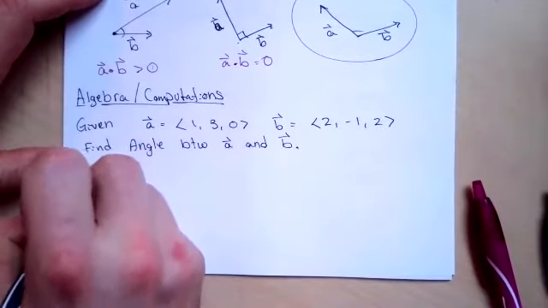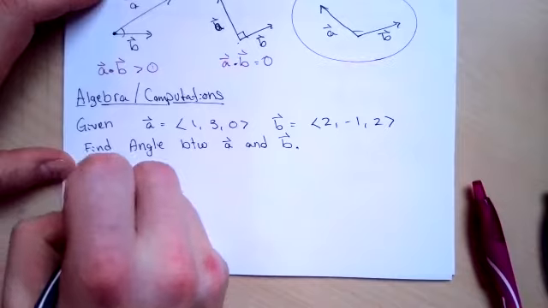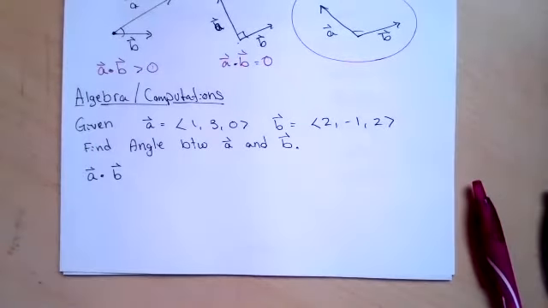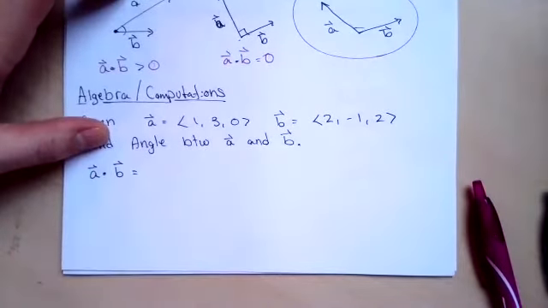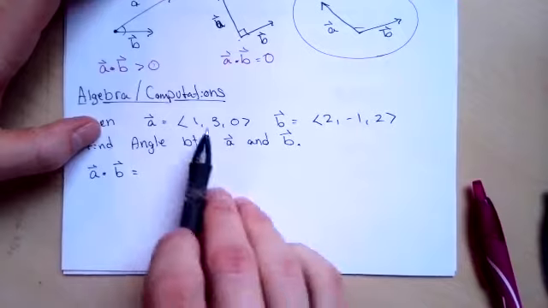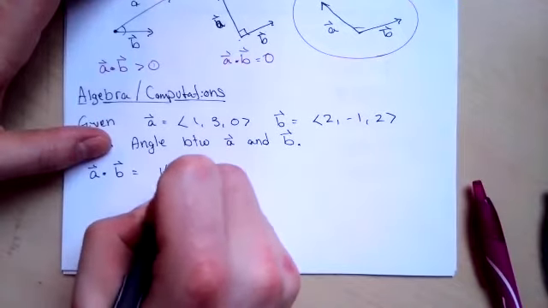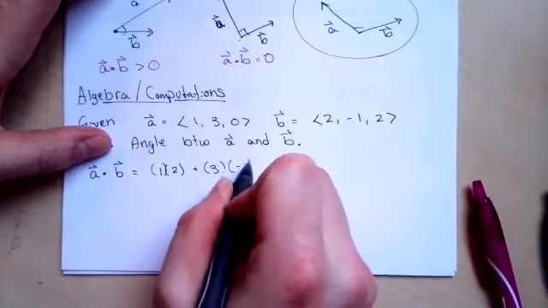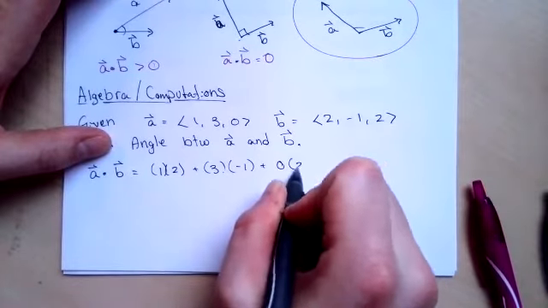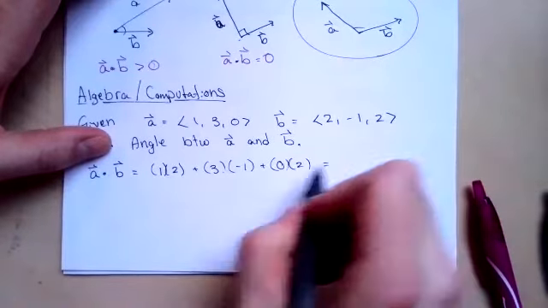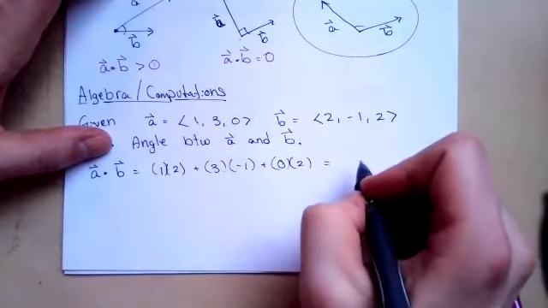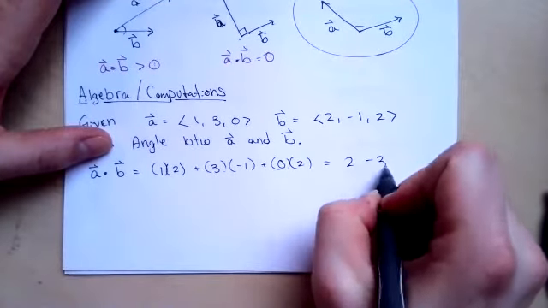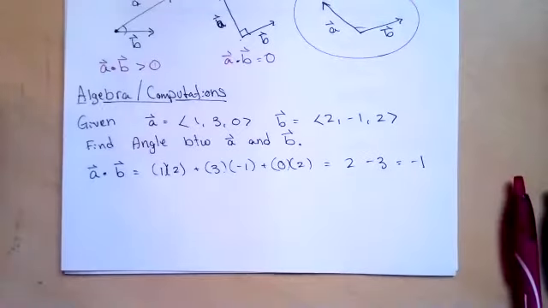So how do we do that? We have to use both definitions in this case. Since we are given the vectors in component form, we can compute a dot b using our algebraic method. So we're going to have 1 times 2 plus 3 times minus 1 plus 0 times 2. And so we get 2 minus 3, so negative 1.